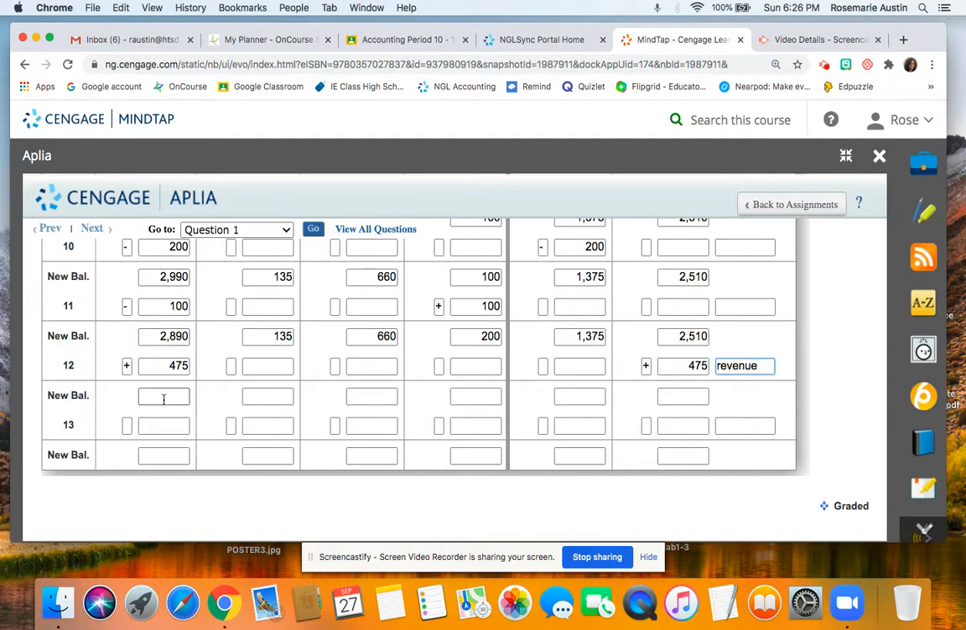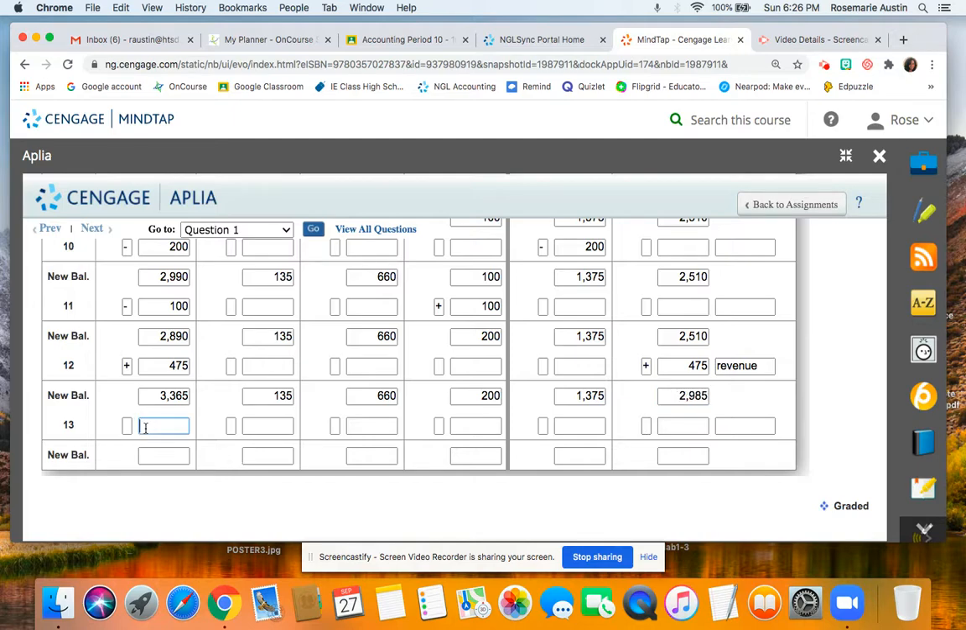Okay. All right. And your new cash balance is $33.65. Dr. Chpt still owes us $135. Our supplies is $660. Insurance is $200. We still owe $13.75. And our revenue now increased $25.10, and $475 is $29.85.